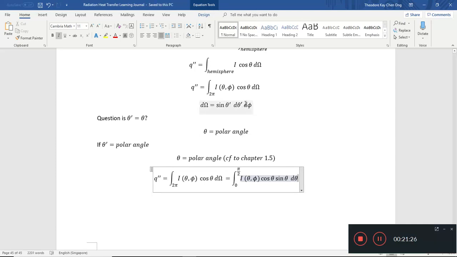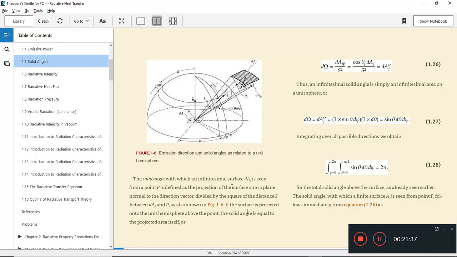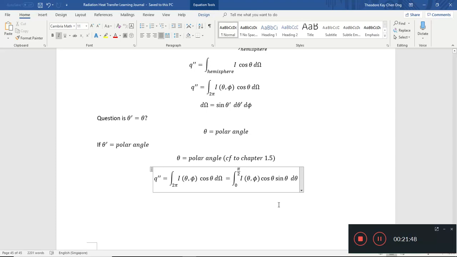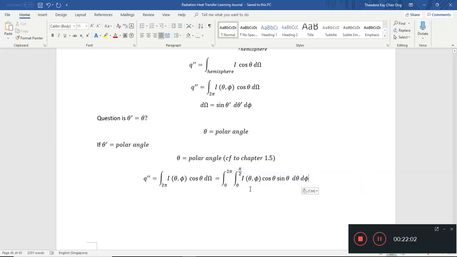And phi is the azimuthal angle, which goes from 0 to, let me think. Yeah, let's take a look back at the book. Yeah, this is the hemispherical integration, from 0 to 2 pi. So it needs to go from 0 to 2 pi, d phi. Now just carry this whole thing in here, paste it here. So this is how we get our heat flux relation.